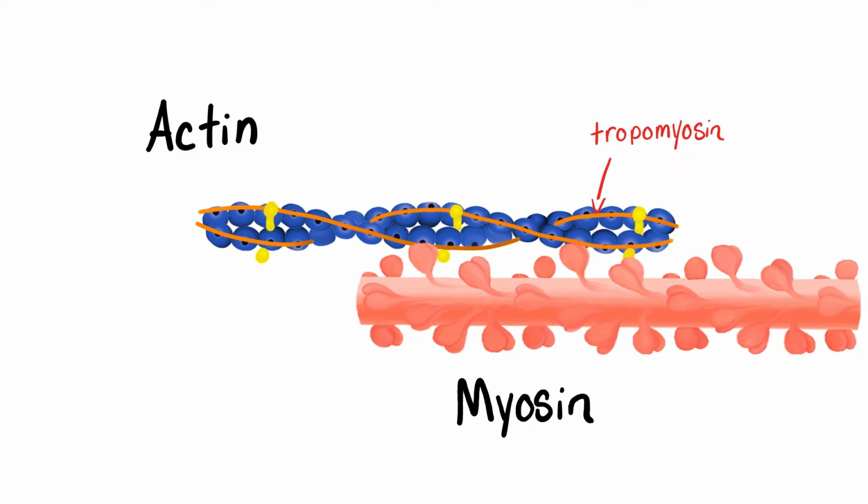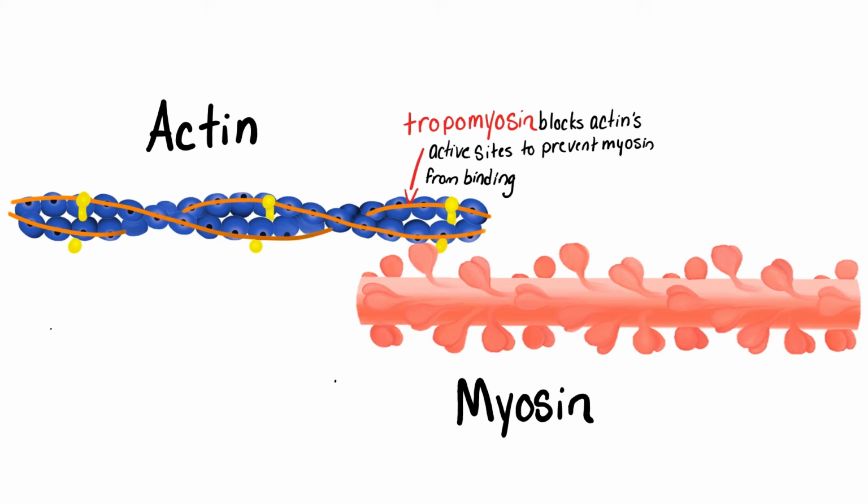Tropomyosin is a regulatory protein that sort of spirals around the actin and covers the active sites to prevent myosin from binding to the active sites and causing a muscle contraction when we don't want a muscle contraction. But we still need a way for those active sites to become available, which is why we have troponin.